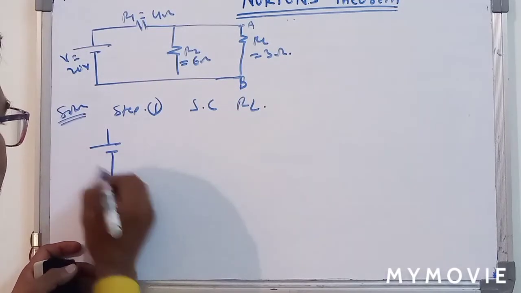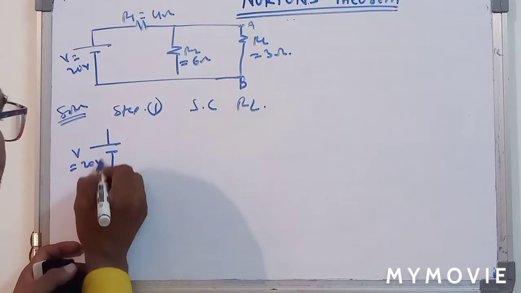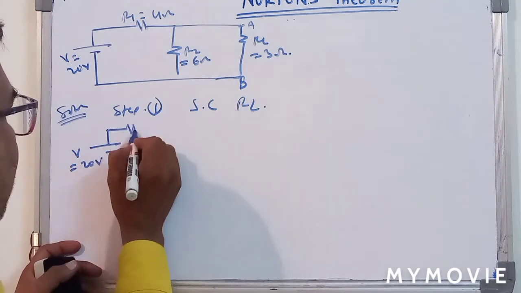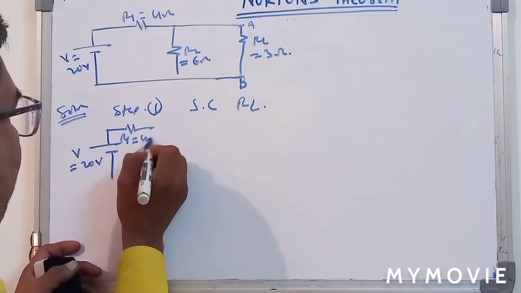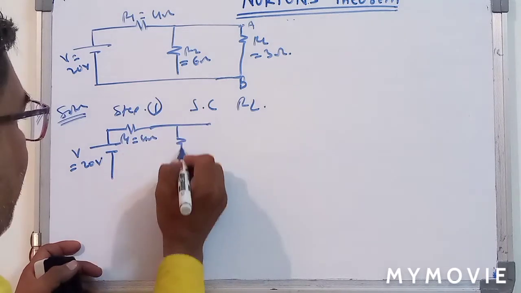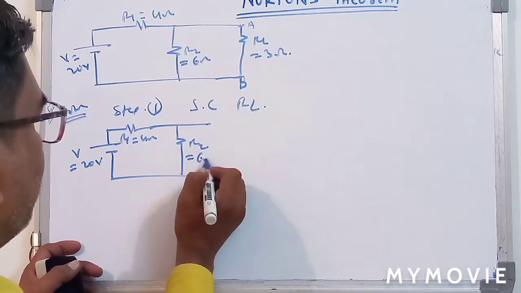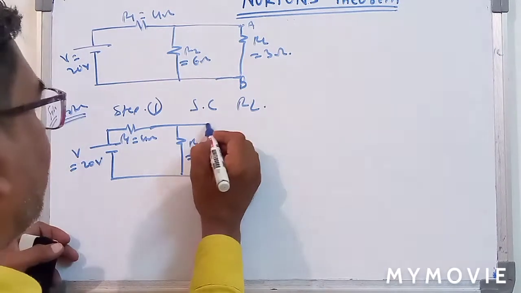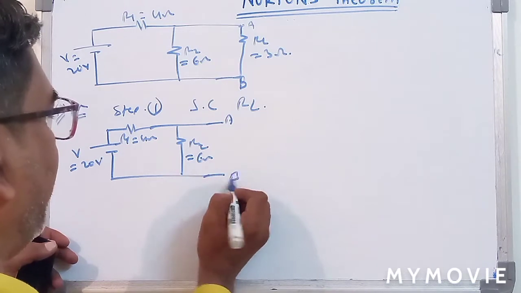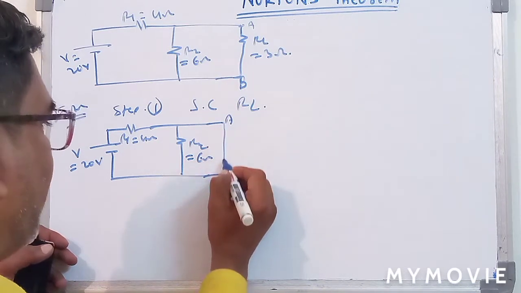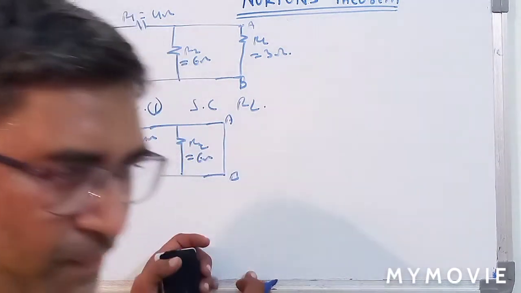Here the voltage source, that is V is equal to 20 volts, you have to take. The resistance value R1 is equal to 4 ohms, then R2 is equal to 6 ohms. Then the A terminal and the B terminal, the load resistance we have shorted with one straight line.